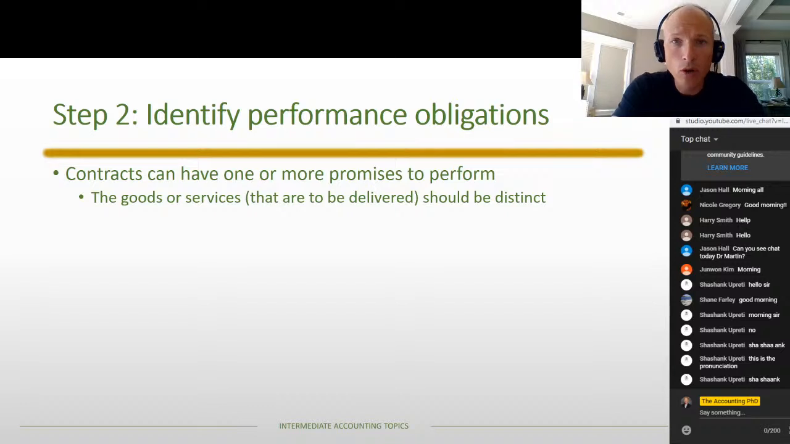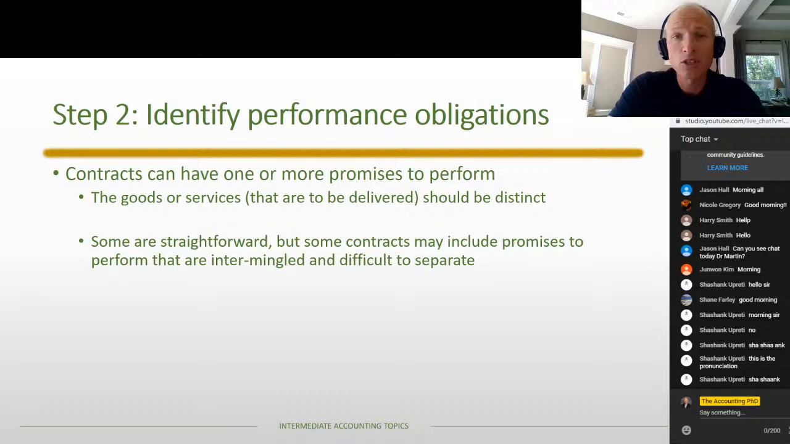It's sometimes difficult to do that, but generally speaking, if you're an accountant, or if you're asked to advise on how to structure a contract, having distinct goods and services is really important under the new standard for revenue recognition purposes. Sometimes this can be very, very straightforward, but sometimes contracts may include promises to perform that are intermingled and difficult to separate. So again, there is flexibility under the new standard, but documentation is important.